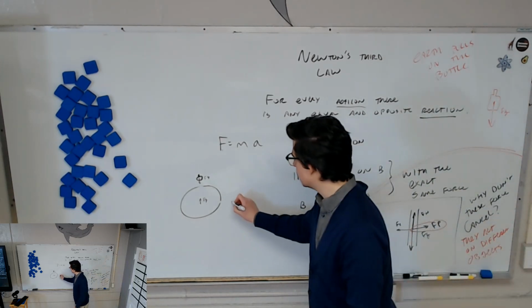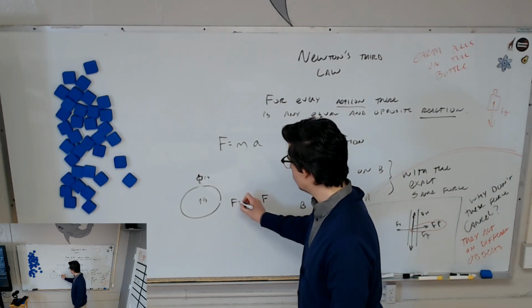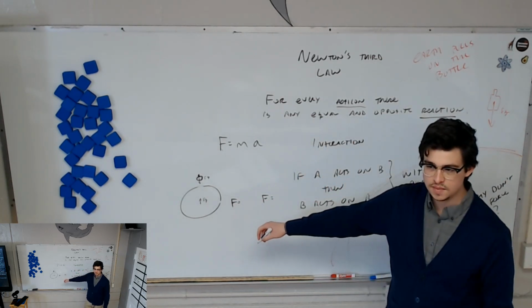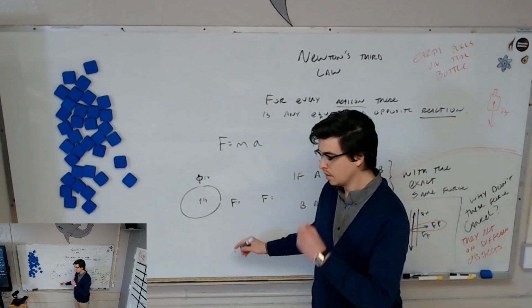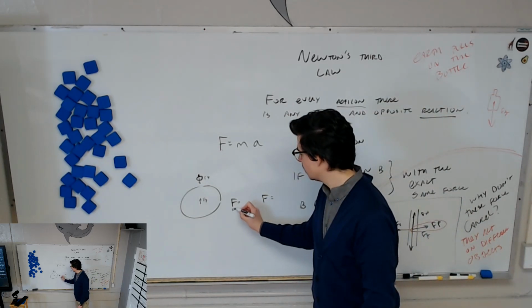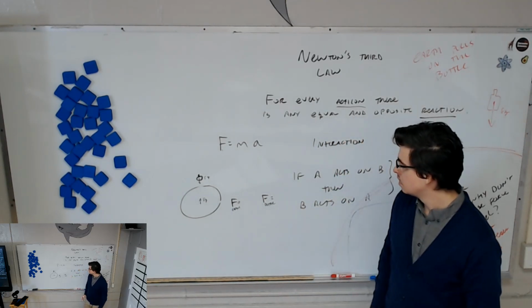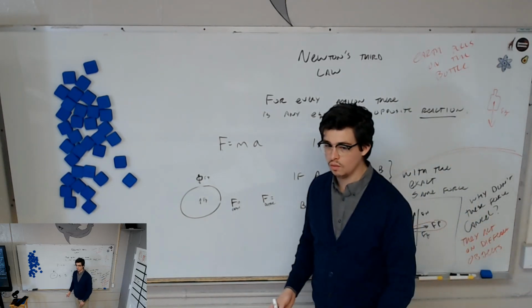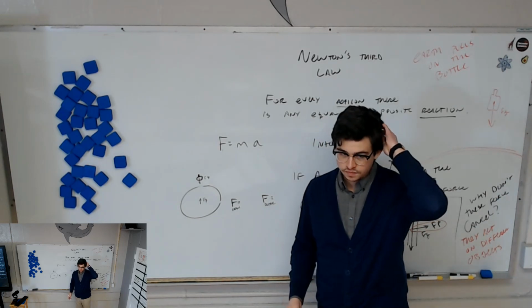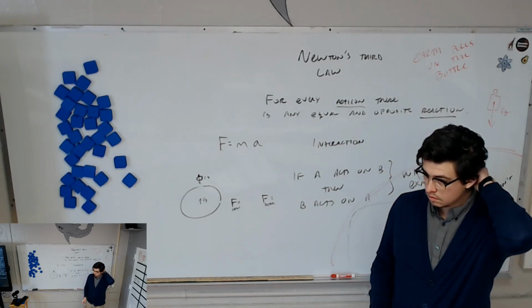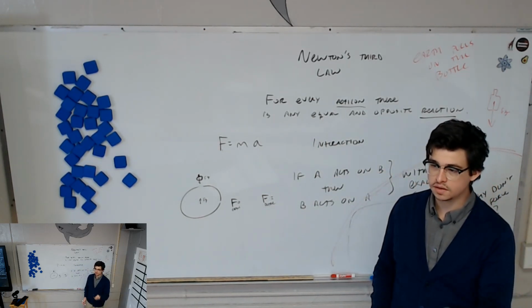So let's do it this way. The forces must be the same, right? We know the forces have to be the same, so I'm going to draw those the same size. Let's put this: force of Earth and force on the bottle. So the force on the Earth equals what times what? Mass and acceleration. Yeah, the mass of the Earth times the acceleration.